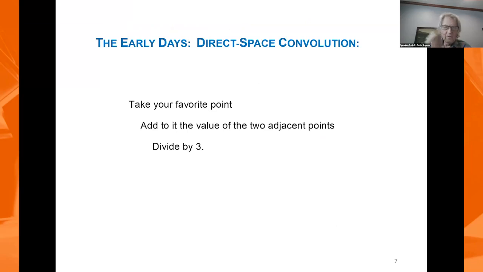Okay, so how do you get rid of noise? Well, in the old days you did direct space convolution. You took your favorite point, you added the value of the two adjacent points, you divided by 3, and there was your filtered point, okay? And then you went through the entire spectrum doing this. That's fine, it smooths it, gets rid of some of the high frequency stuff, but we can do better.